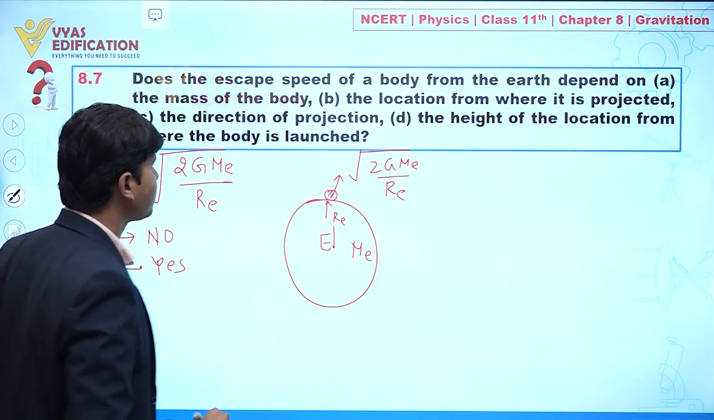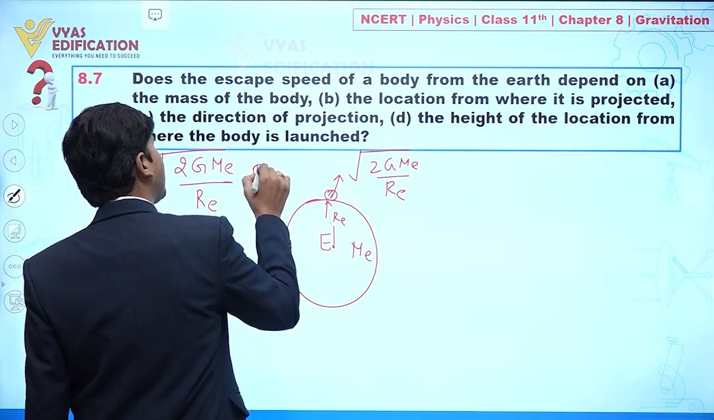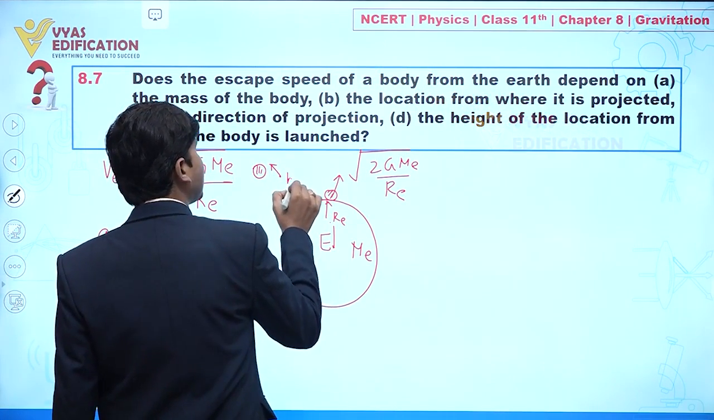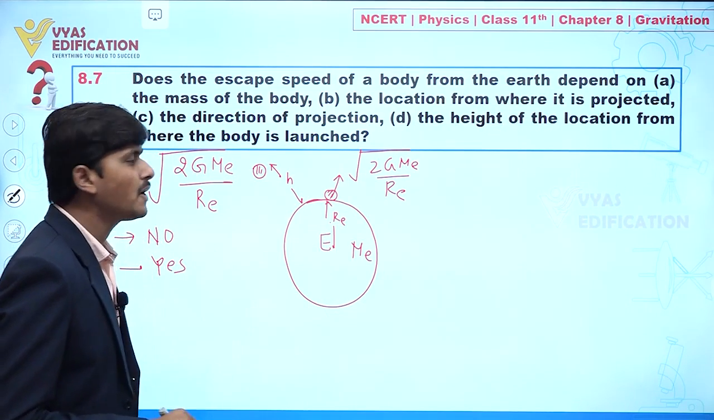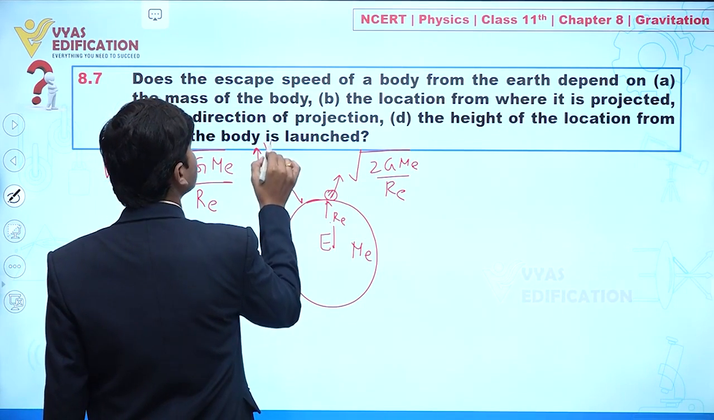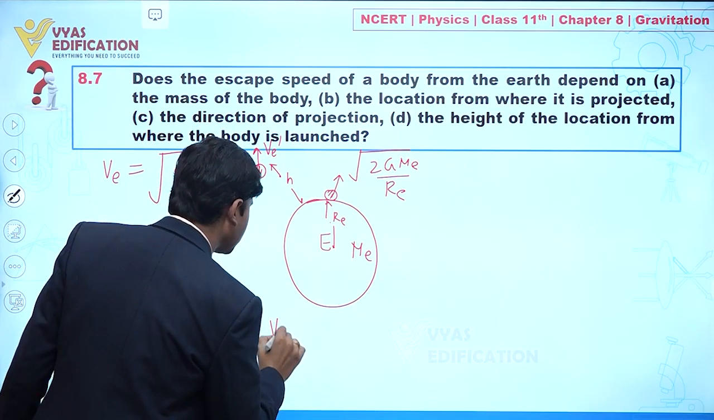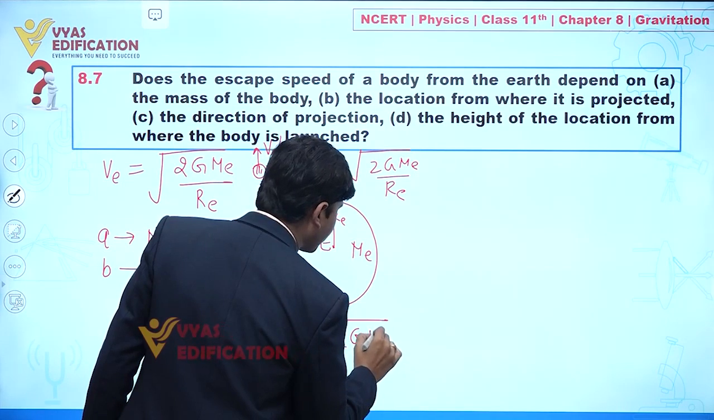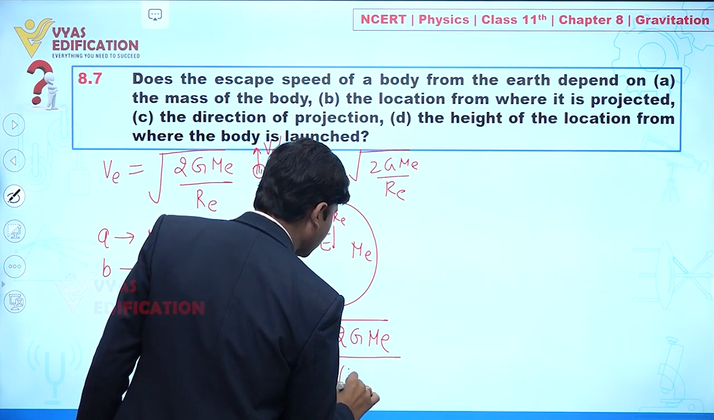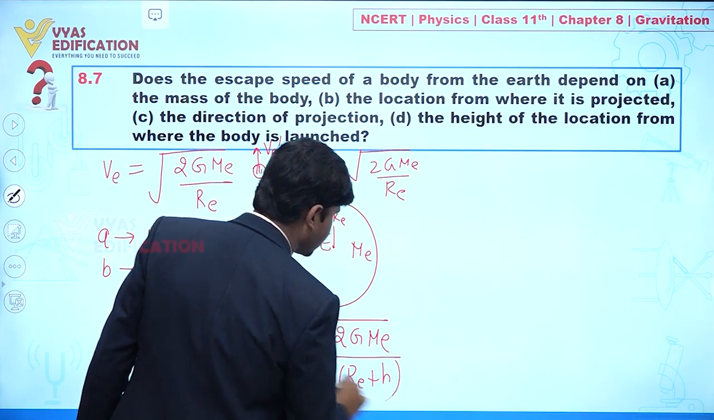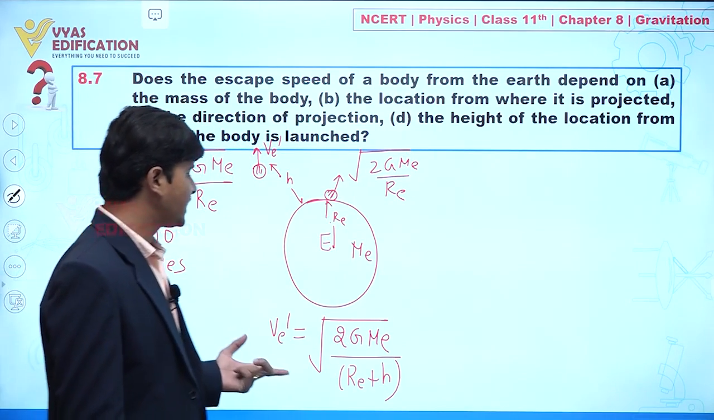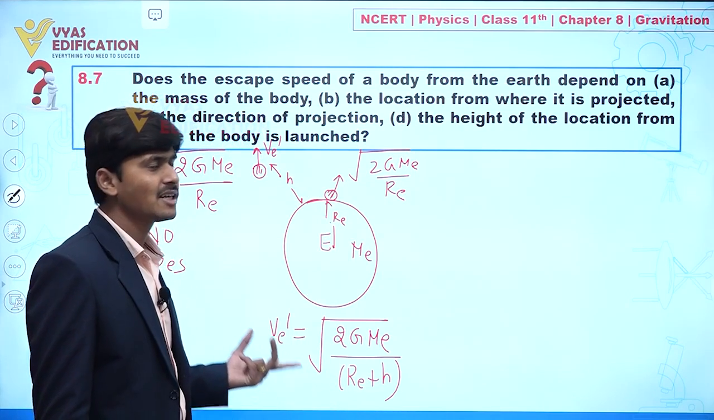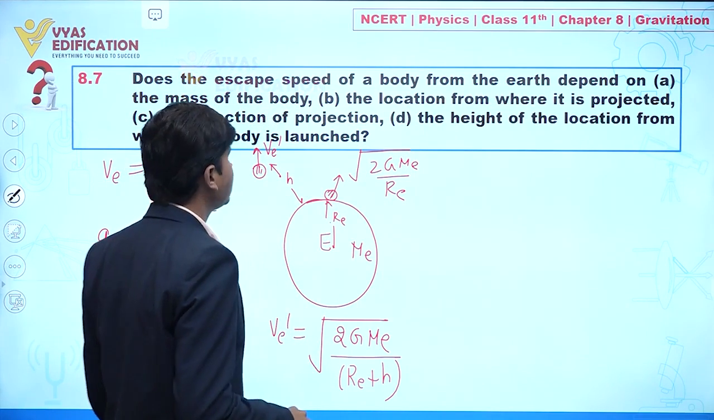Now let's suppose a particle is already situated at a position with a certain height h from here. So if I write the expression of velocity, the escape speed is given by under root of 2GMe upon (Re plus h). So definitely it depends on the location, I can say yes.